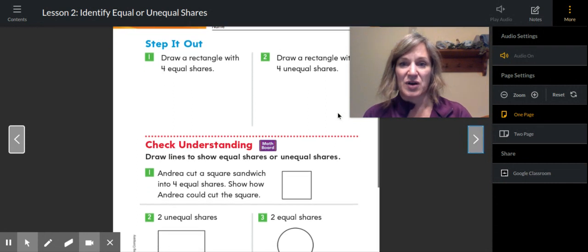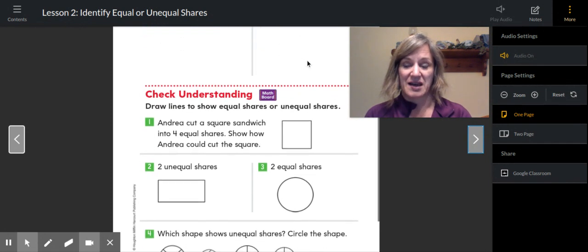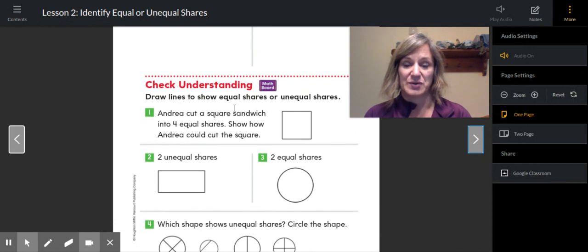In Step It Out, draw a rectangle with 4 equal shares, and then draw a rectangle with 4 unequal shares. So think about that word equal and unequal and draw those carefully. At the bottom, draw lines to show equal shares or unequal shares. So you have to read the directions really carefully.